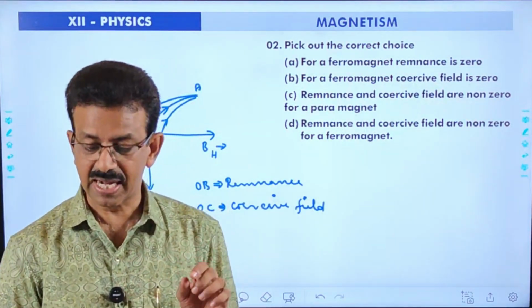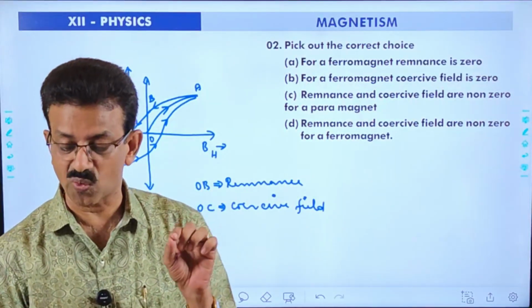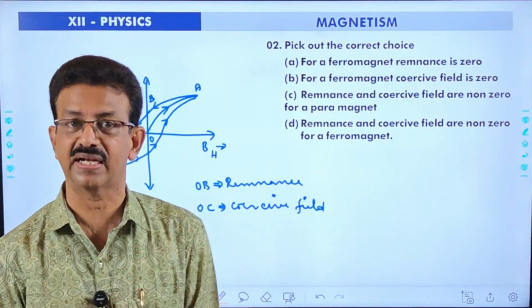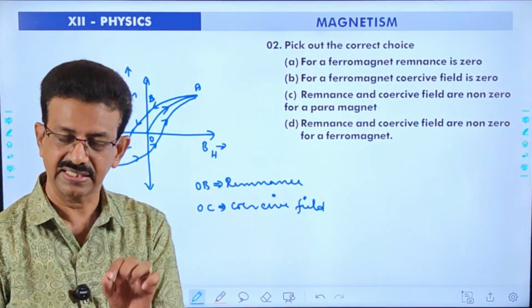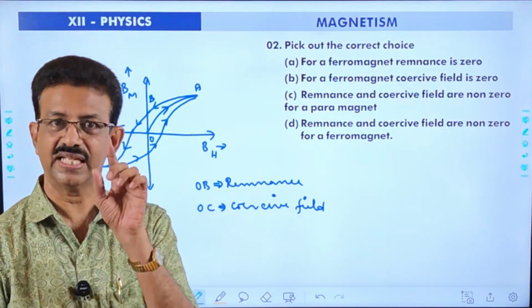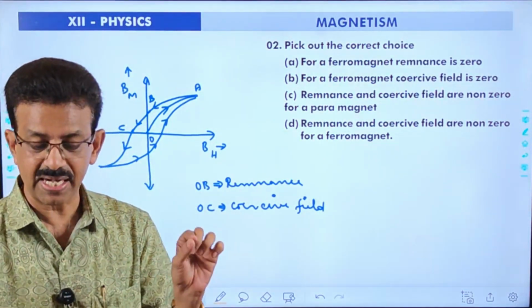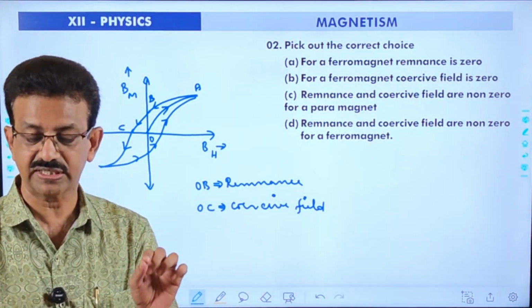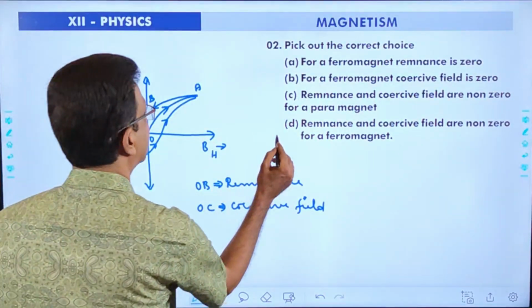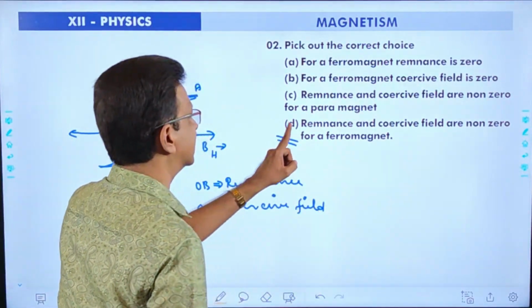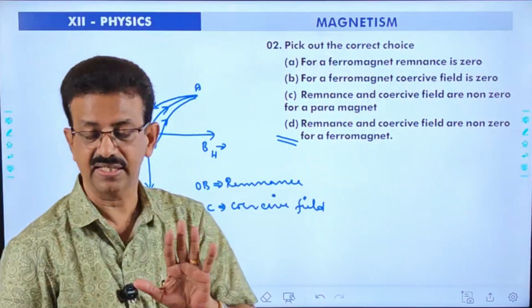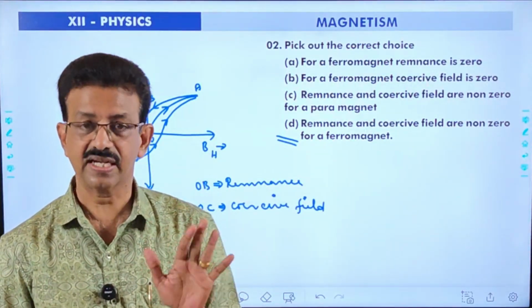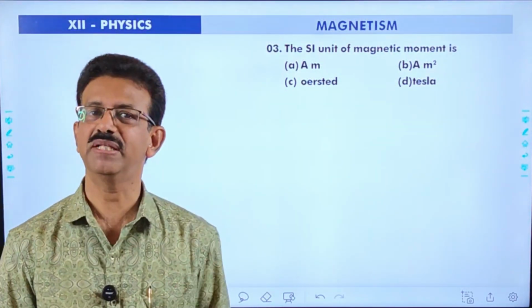Then, last choice, D. Remnants and coercive field are non-zero for a ferromagnet. That's the correct choice. That is, for the second question, the correct answer is remnants and coercive field are non-zero for a ferromagnet. That is, D choice is the correct answer. All the other three are not correct. Answer is D. Now, the question number 3.